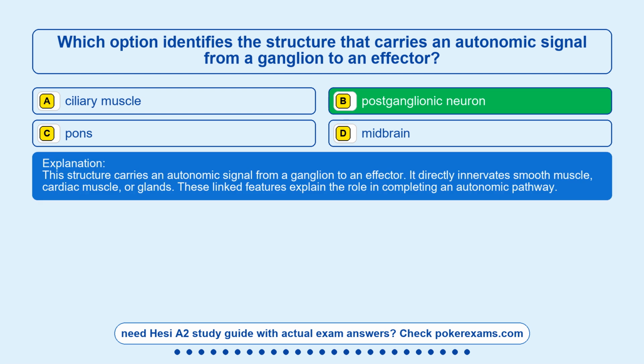This structure carries an autonomic signal from a ganglion to an effector. It directly innervates smooth muscle, cardiac muscle, or glands. These linked features explain the role in completing an autonomic pathway.